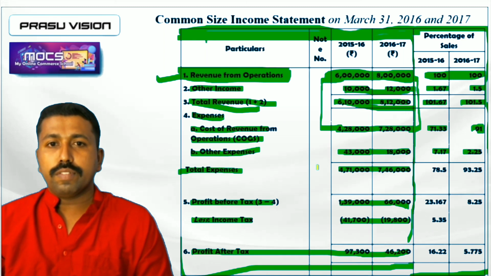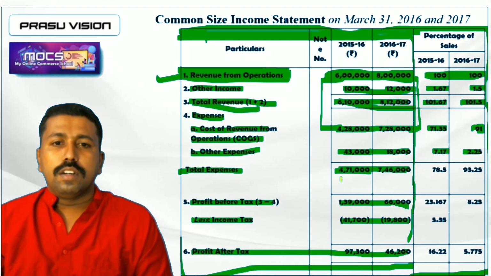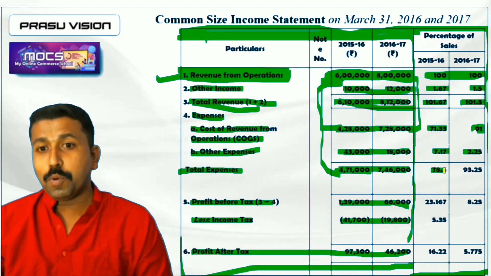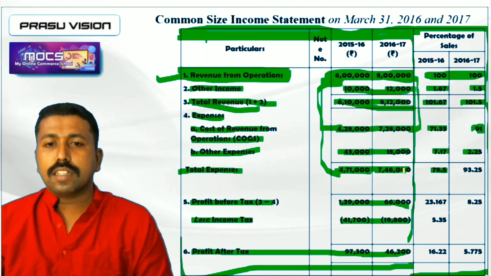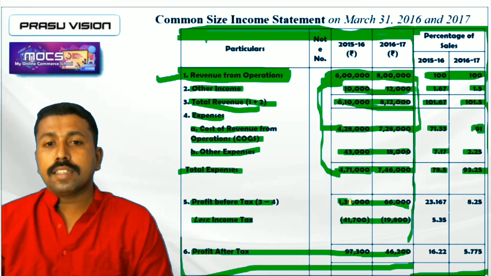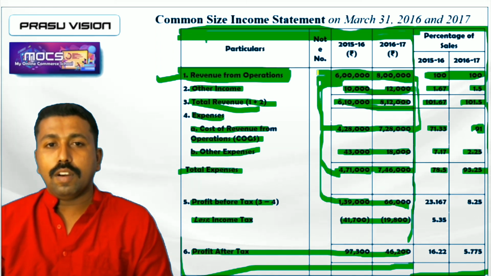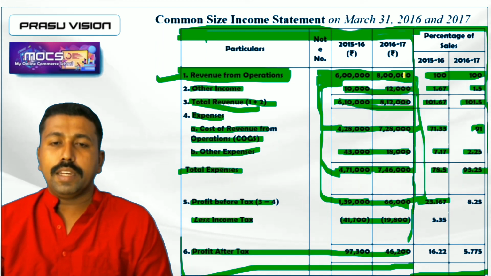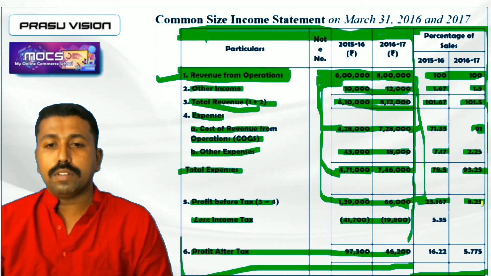Then we are getting the total of expenses, 4 lakh 71,000 and 7 lakh 46,000. 4 lakh 71,000 divided by 6 lakh into 100, 78.5 percentage. 7 lakh 46,000 divided by 8 lakh into 100, 93.25 percentage. And we are finding the profit before tax, 1 lakh 39,000 divided by 6 lakh into 100, 23.167 percentage. 60,000 divided by 8 lakh into 100, 8.25 percentage.